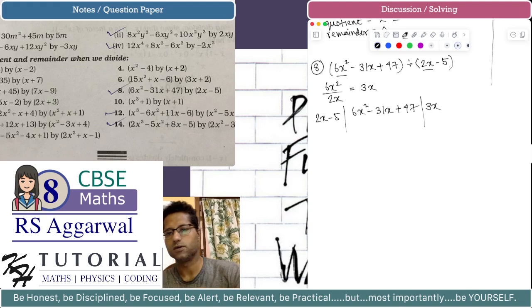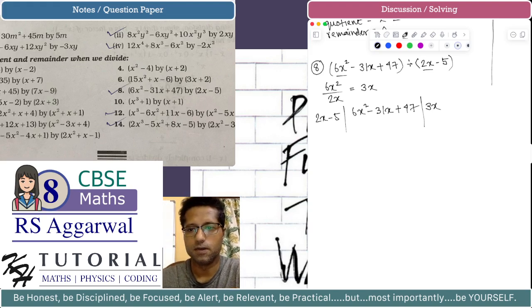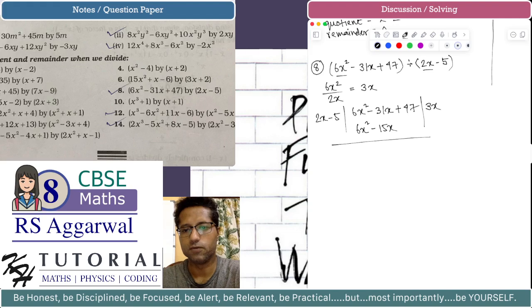We find the product of the first term of the quotient with the divisor, and that product needs to be subtracted from the dividend. The product becomes 6x square minus 15x. We have to subtract the product from the dividend. So 6x square, its sign changes from positive to negative, and minus 15x, its sign changes from negative to positive. Now if you do the subtraction, 6x square minus 6x square cancels out, and we have minus 31x plus 15x, which is minus 16x.